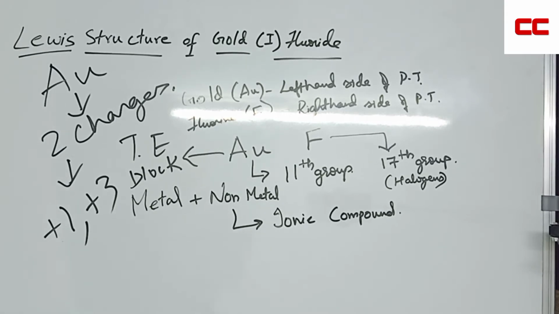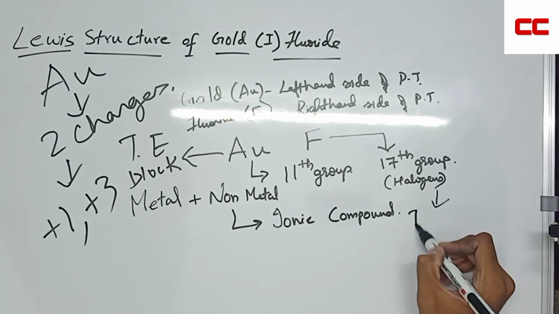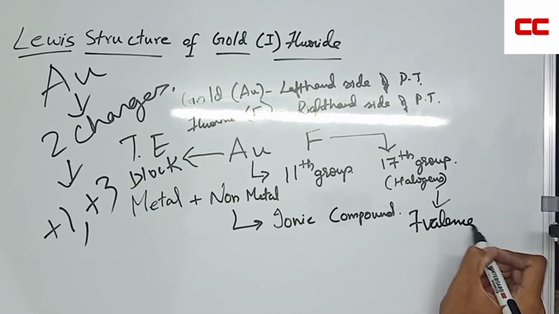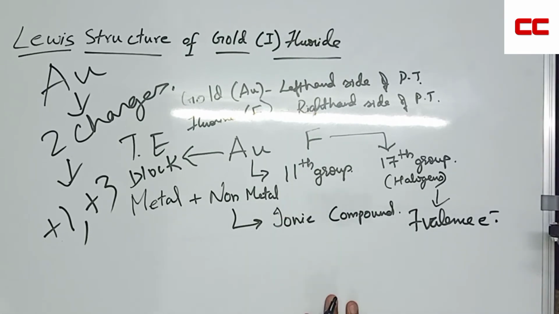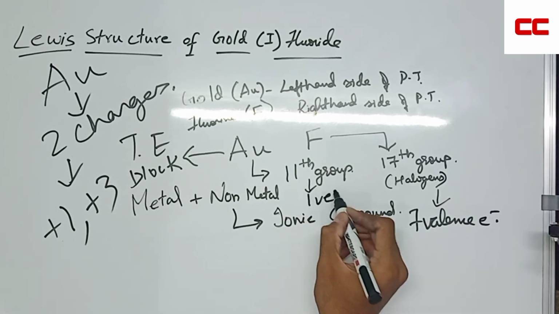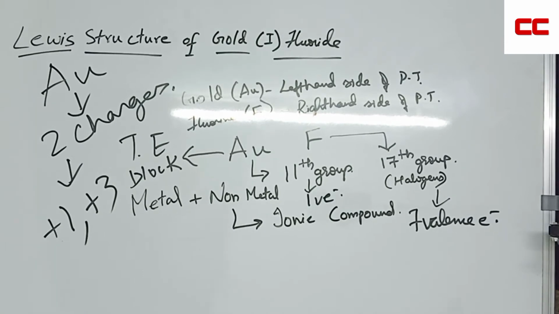And then if you see fluorine, it has only one charge, because what happens with the fluorine group is that if they get one more electron, then they can complete the octet, because the 17th group has 7 valence electrons and the 11th group has 1 valence electron. There is a huge difference, right? Having 7 valence electrons and having 1 valence electron. So gold 1 fluoride. So these are the main points before writing the Lewis structure of gold 1 fluoride.